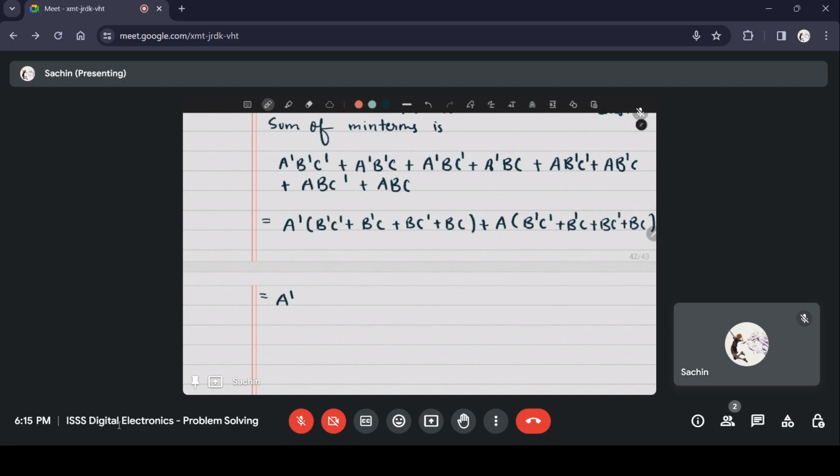So using distributive law, we can rewrite this as A prime plus A and B prime C prime plus B prime C plus BC prime plus BC. A prime plus A is 1, so it's 1 times B prime C prime plus B prime C plus BC prime plus BC.